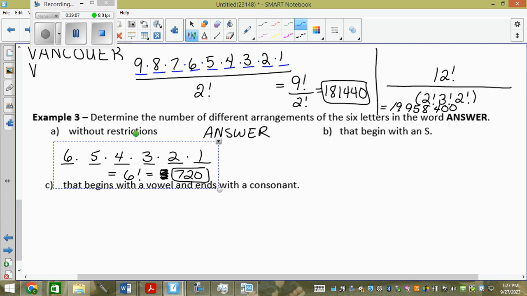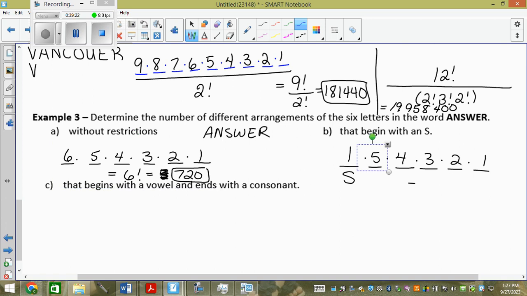5,040 is 7 factorial. Begins with an S. 1, 2, 3, 4, 5, 6. I have to begin with an S. There is one S. If there was 2, I put 2. And then 5, 4, 3, 2, 1, which is 5 factorial, which is 120.